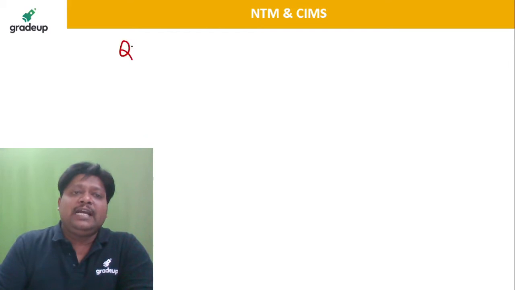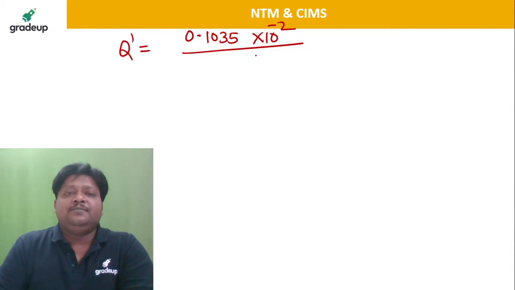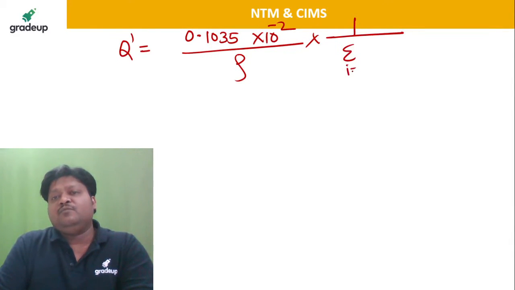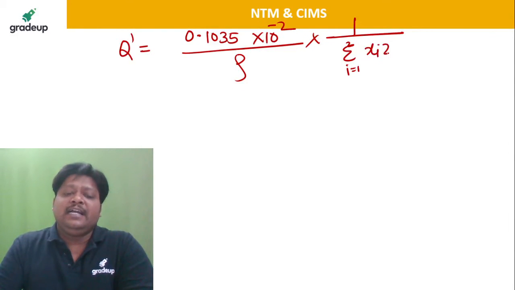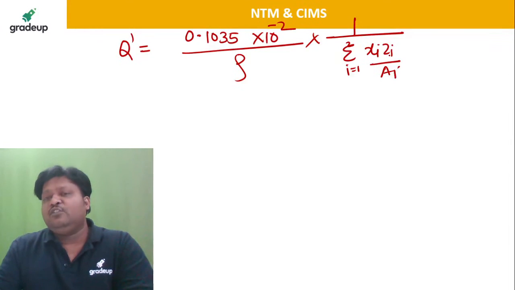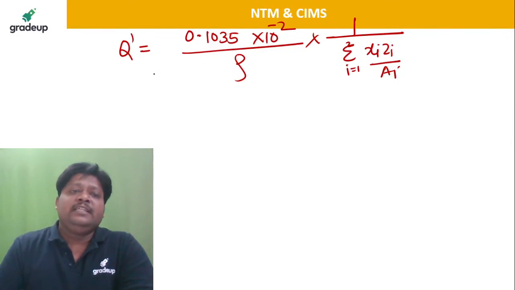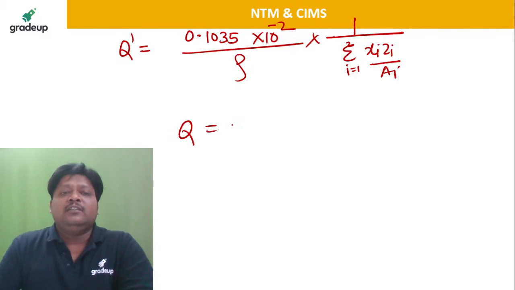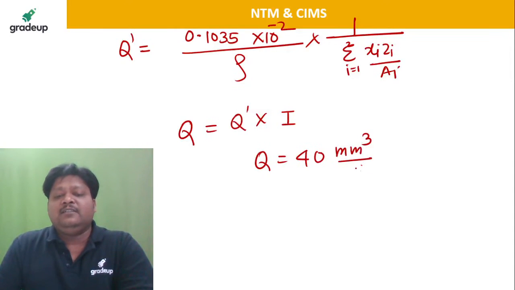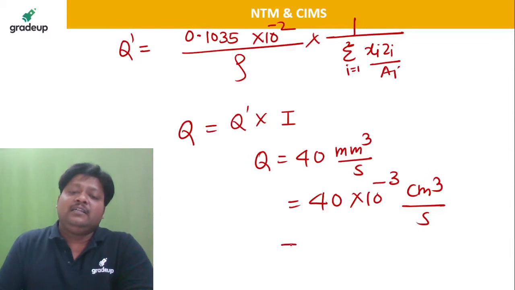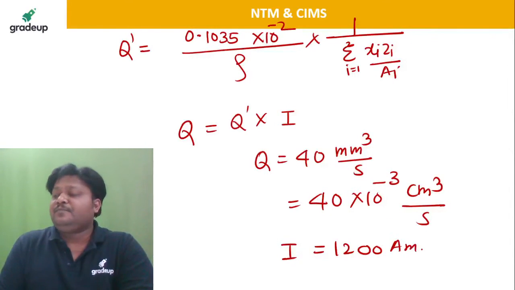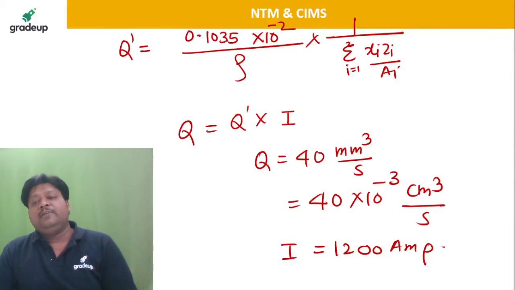So what we can write here: we know Q dash, which is 0.1035 into 10 to the power minus 2 divided by rho into 1 upon the summation i from 1 to 2, since binary means two elements are there in this alloy, of Xi Zi divided by Ai. Isn't it? So please calculate. Here they have given the value of Q directly. Q multiplied by the current. Q is 40 mm cube per second, so definitely it will be 40 into 10 to the power minus 3 centimeter cube per second. And current is 1200 ampere. Right?